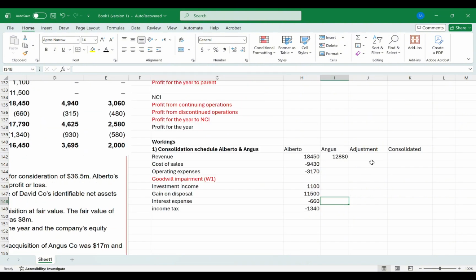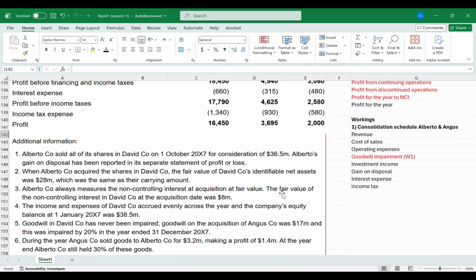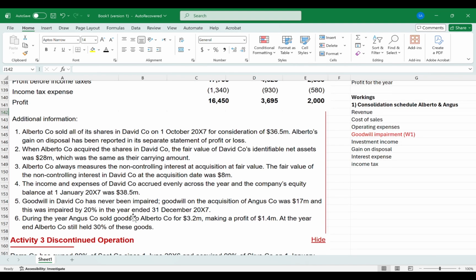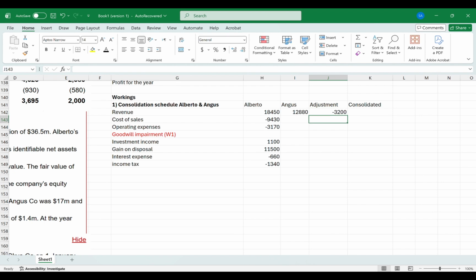So for the adjustment, we'll be going through the additional information. In the additional information, we have an intragroup sale, which is note number 6, 3.2. Angus has sold it to Alberto. So this is an intragroup sale which needs to be eliminated here, minus 3,200. Then this 3,200 you will add in your cost of sales.